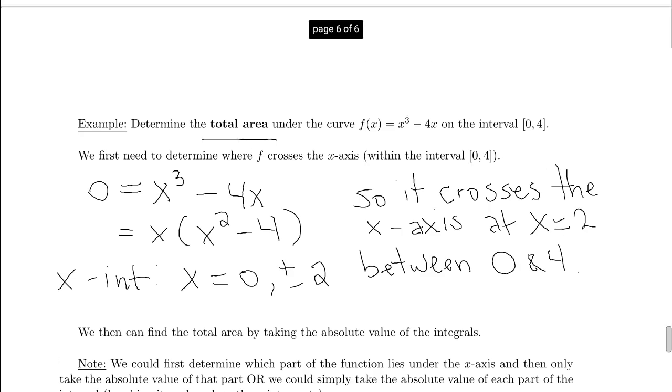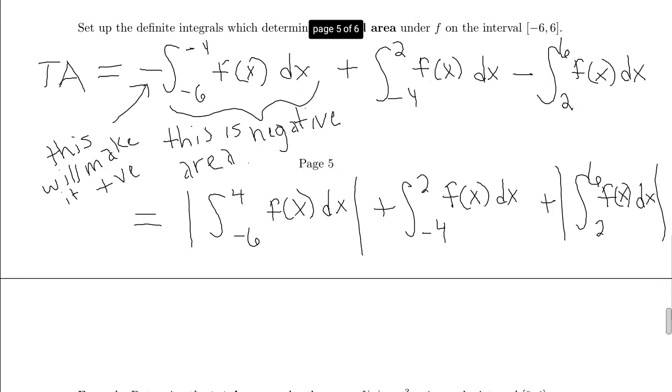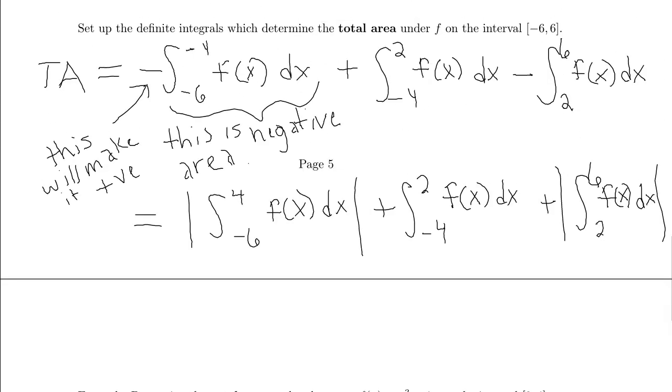So if I scroll back up here for a minute, in this final line where I took the absolute value of the two negative parts, if I had taken the absolute value of that third part in the middle, the integral from negative 4 to 2, my answer still would have been the same, because that integral was already positive. That area was already positive there, so taking its absolute value doesn't hurt it.